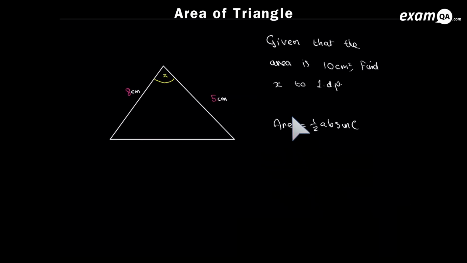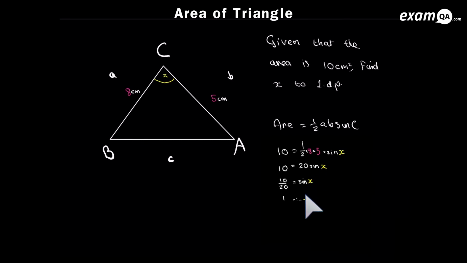So in this question, we need to work out an angle. But we've been given the area. The area is 10 centimeters squared. So let's start by labeling this triangle. Okay, so we have the formula area equals half AB sine C. And we'll start by filling it in. So we have sine x equals a half. And at this point, you should know you need to do the inverse sine. That's shift sine on your calculator. And that gives us x equals 30 degrees exactly. And there we have it.